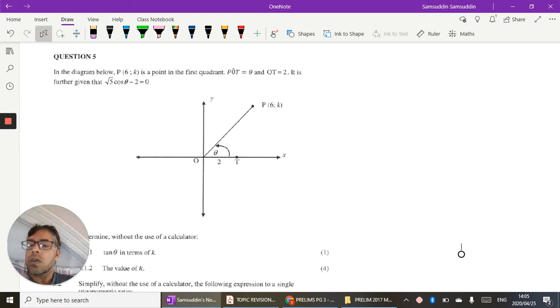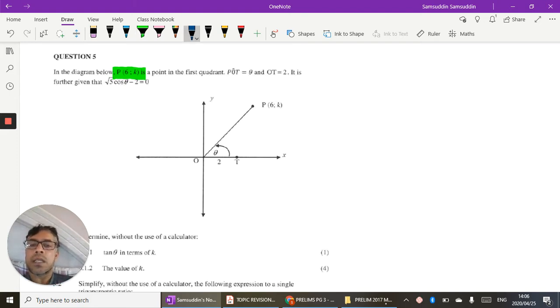You must always start with the reading. Pay attention to your reading. Mark important information given. If I see a diagram below, I must check that there is a diagram and analyze it clearly. P is the point where the coordinates are 6 and k.